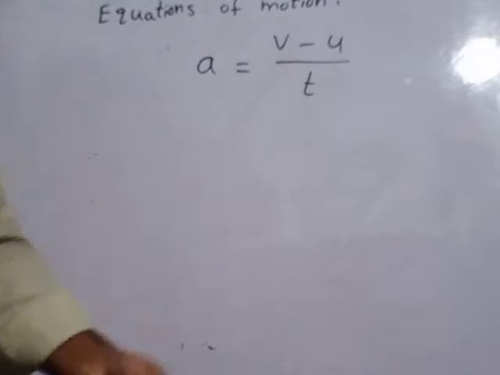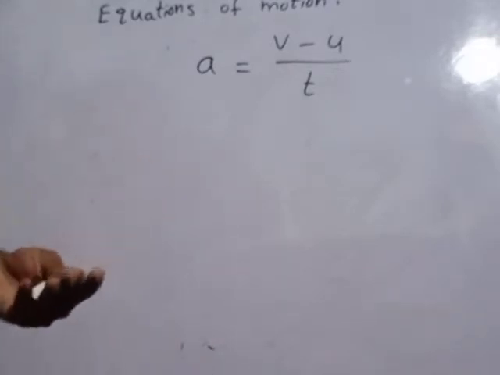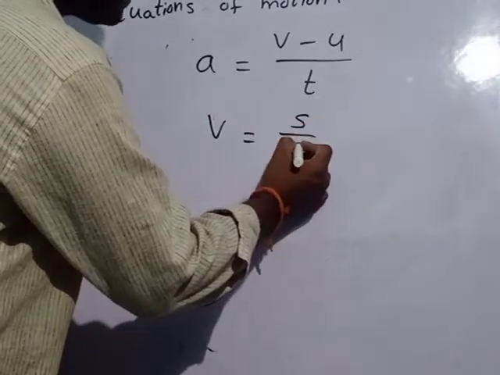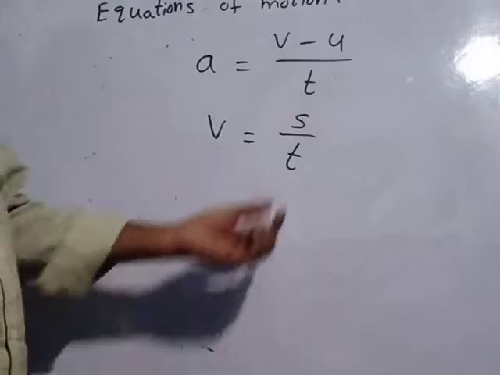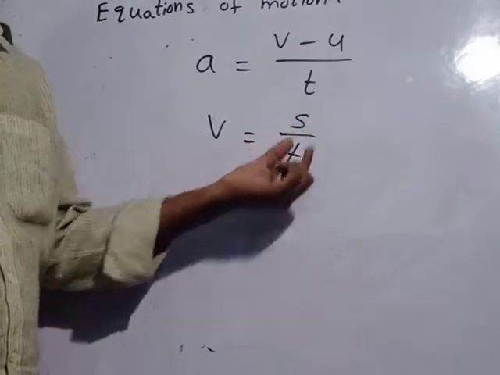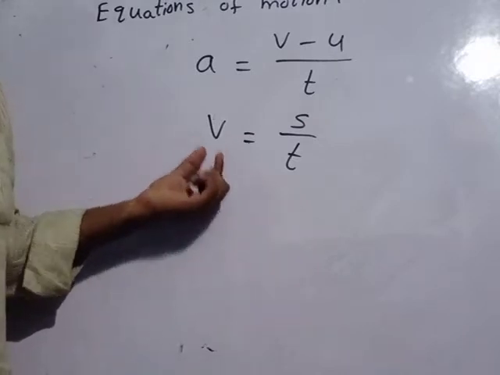Okay. And after that, what is the velocity? Velocity is equal to the change in displacement with respect to time. Simply, displacement by time is called velocity. Here S indicates the displacement, T indicates the time, and V indicates the velocity.